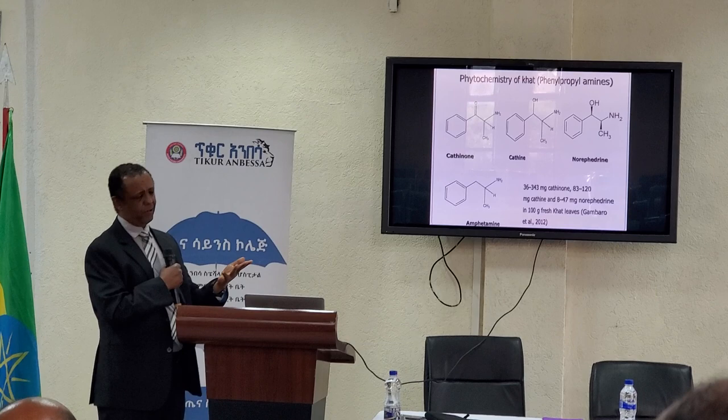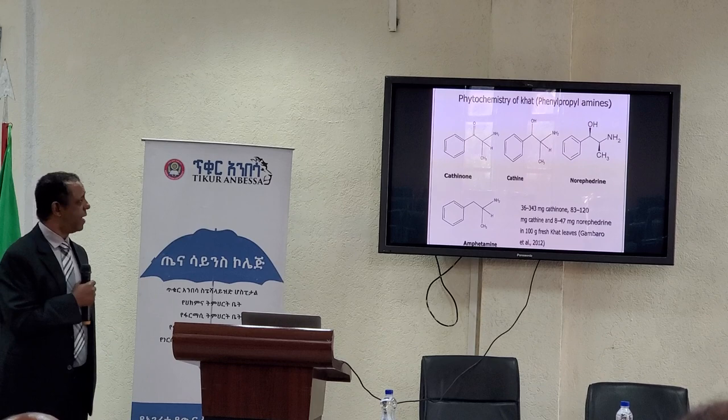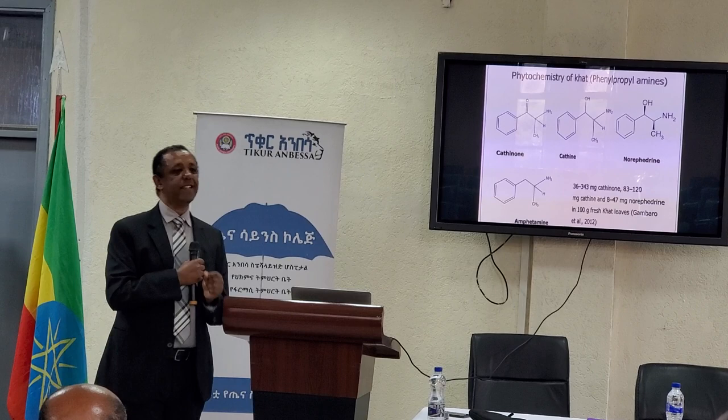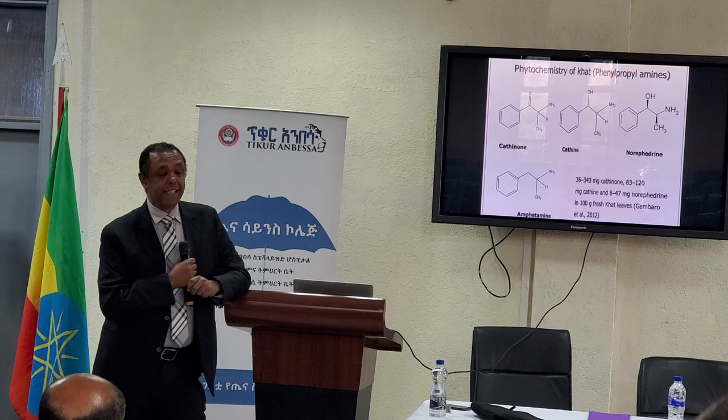An astute observation made during the chemical analysis was the speculation that the concentration of cathine is too low to account for the psychostimulant activity of khat. So they thought that there must be a labile chemical that gives rise to cathine.